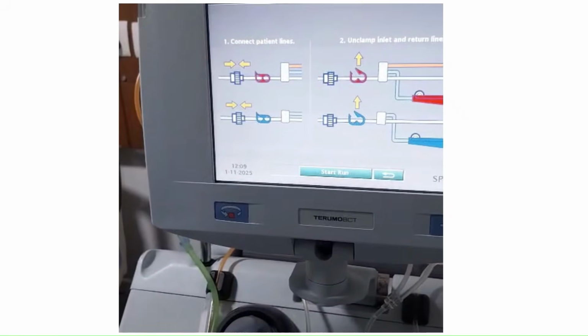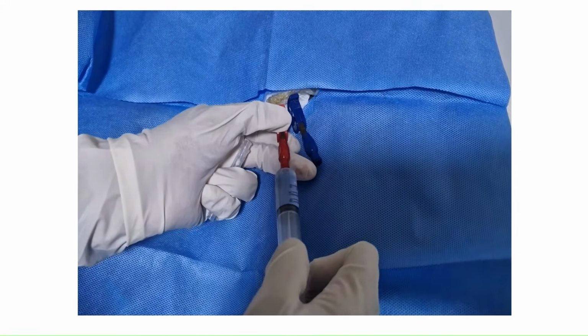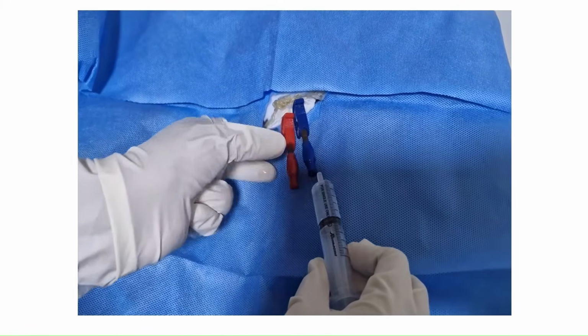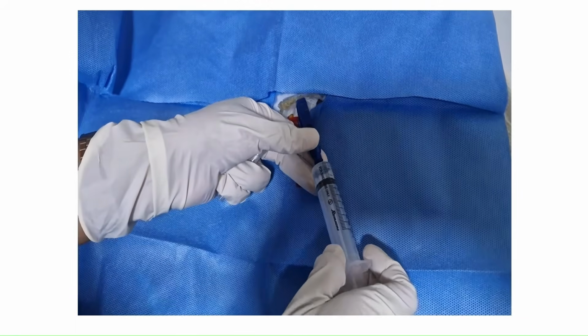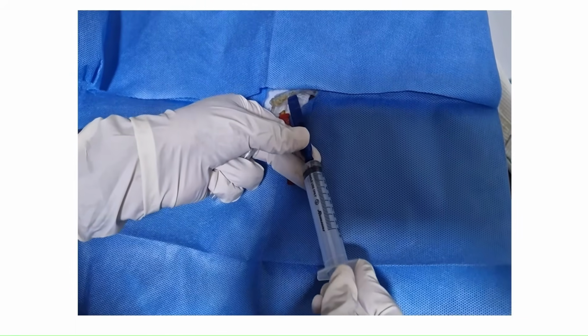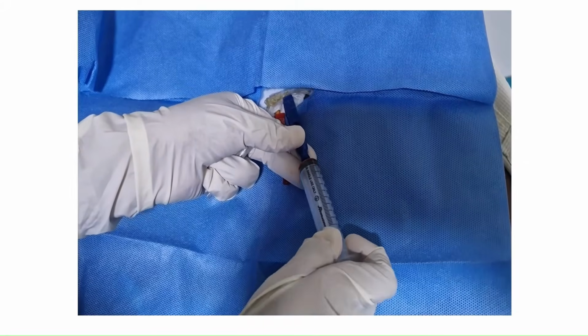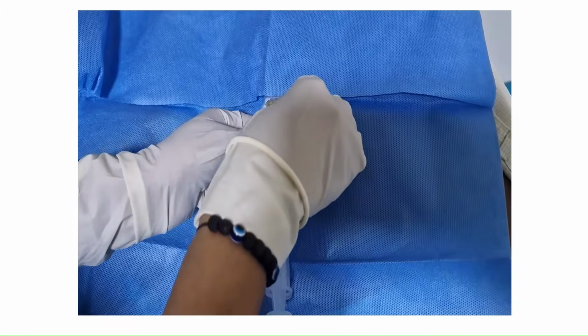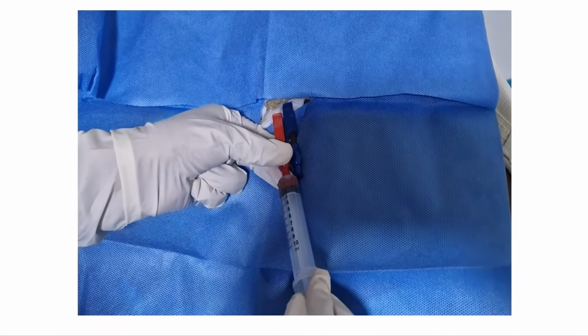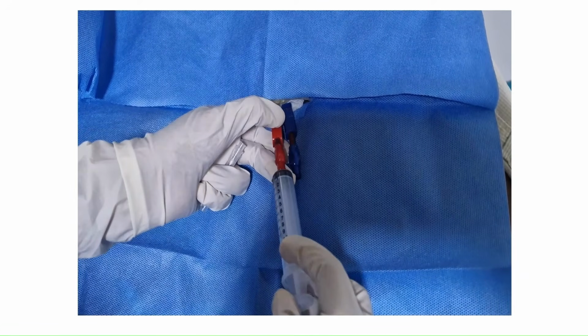Next step is to connect it to the patient lines. So before connecting to the patient, we have to flush the lines of the HD catheter and check for adequate flow. So now we have flushed the line and are looking for the flow. In our patient, both red and blue, the flow is good.